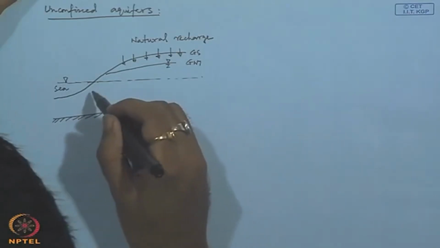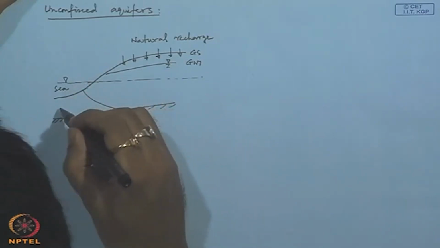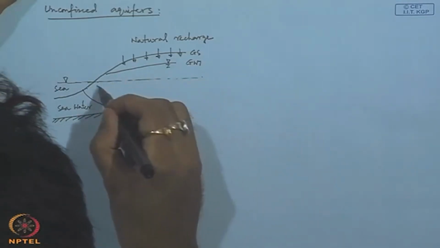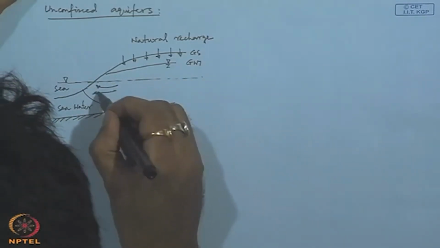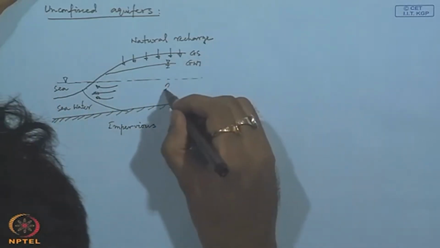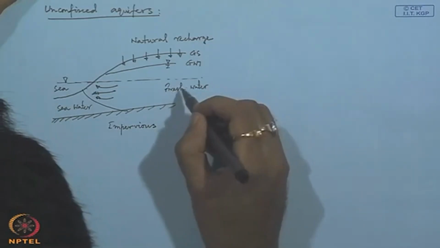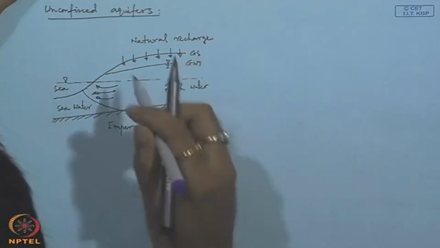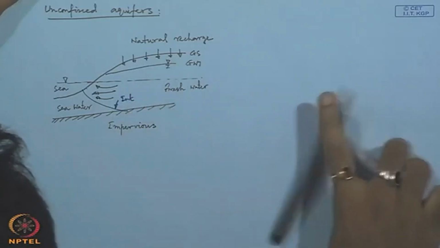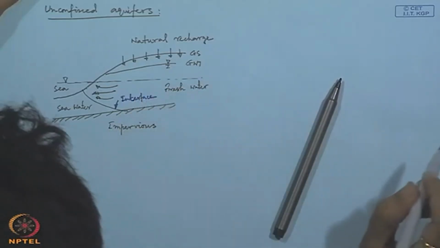So, this is a common thing that there will be movement of water from the freshwater aquifer, and this is basically our interface location.